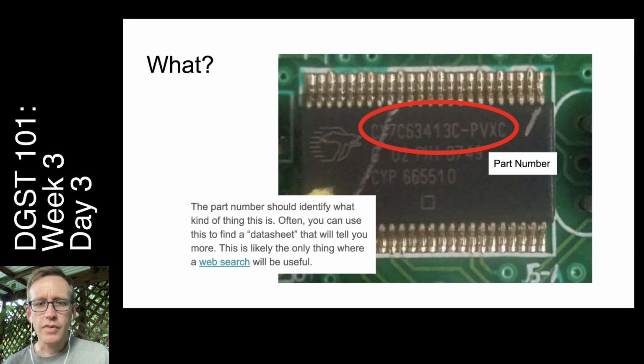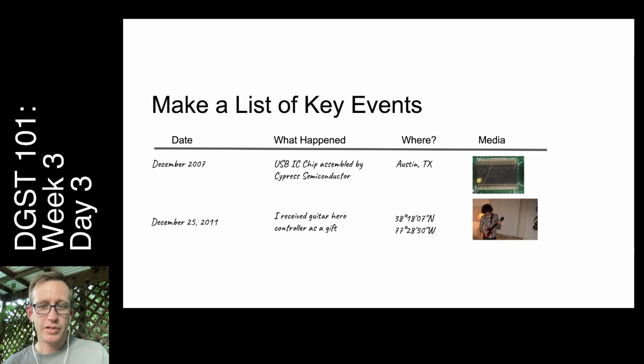CYP, these are different types of things. And I would do both of these. I would search for this big long one, which is like CX7C63413C-PVXC. I've also got down here CYP 665510. There might be two different part numbers.